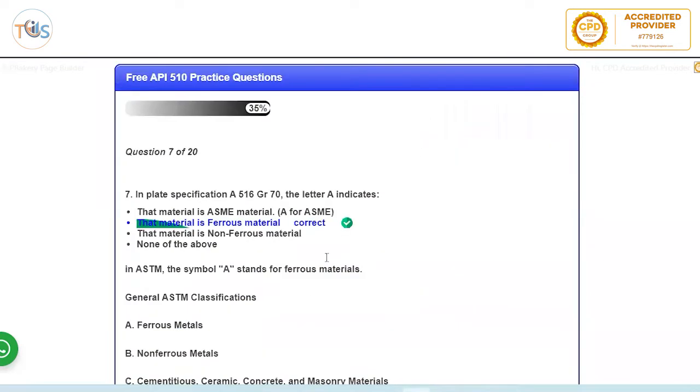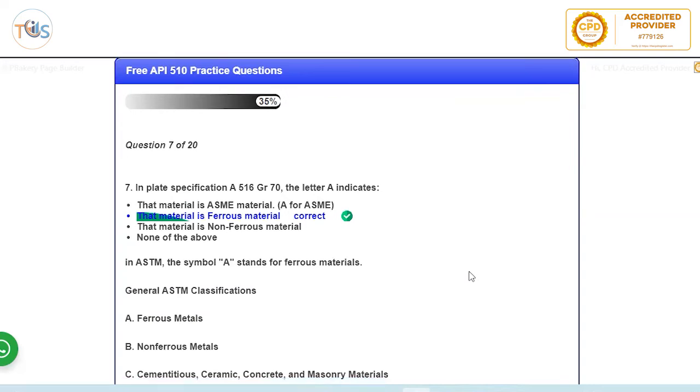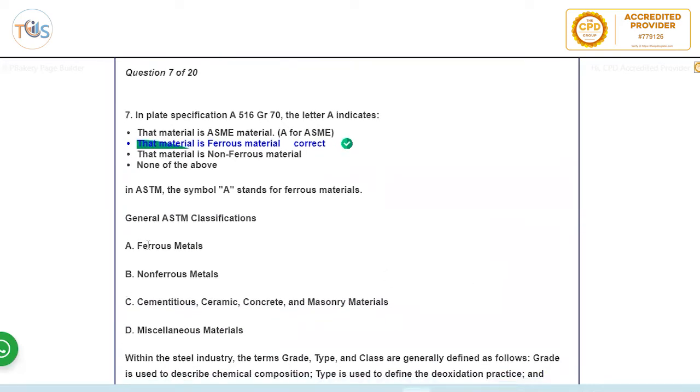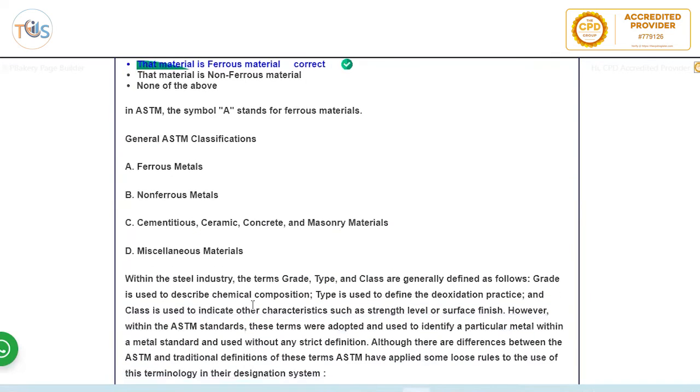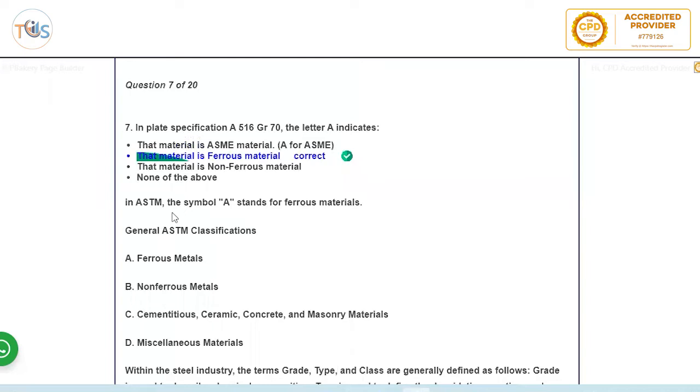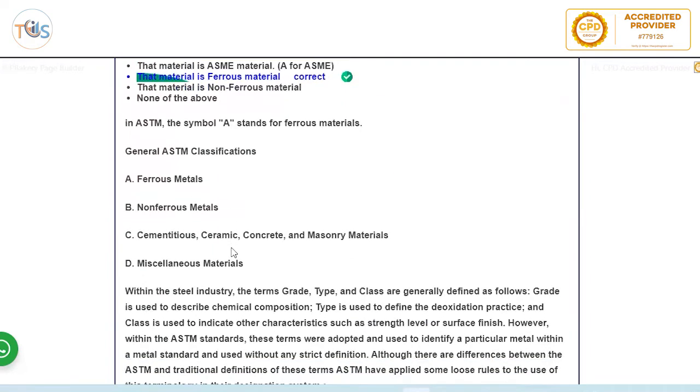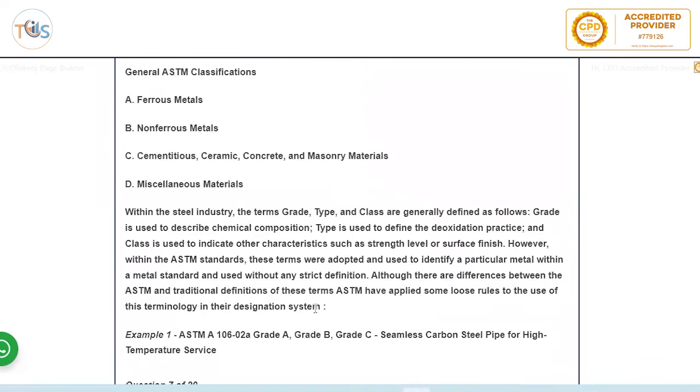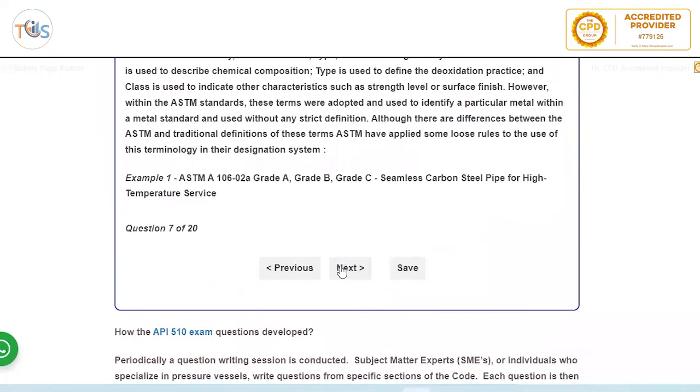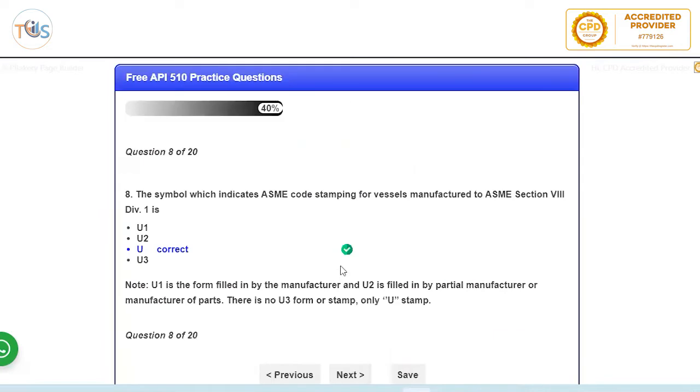Next question. A516 grade 70, the letter A is ferrous metal. Now, if you want to know more, then ASTM general classification, A is for ferrous, B for non-ferrous, and the rest for others. But mostly you can see that you always deal with material with A, ASTM A, which is for ferrous metal. If you want to know more, we have put an explanation here, but this is not required for the exam.